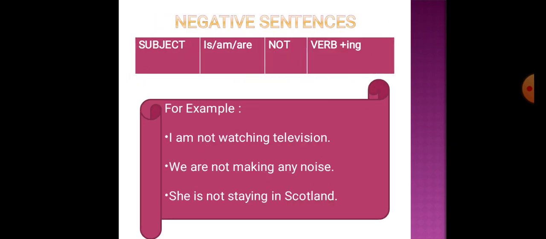Now let's see negative sentences. Here we use subject, then is/am/are, not, and present participle. And the examples are, I am not watching television. We are not making any noise. She is not staying in Scotland.